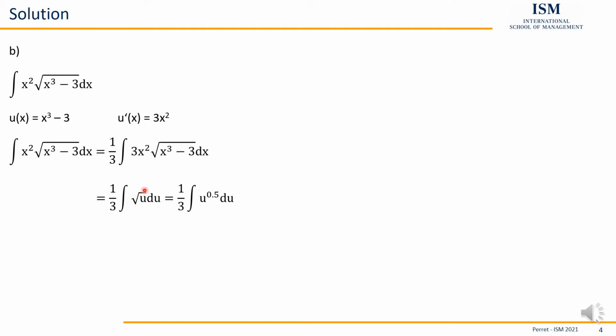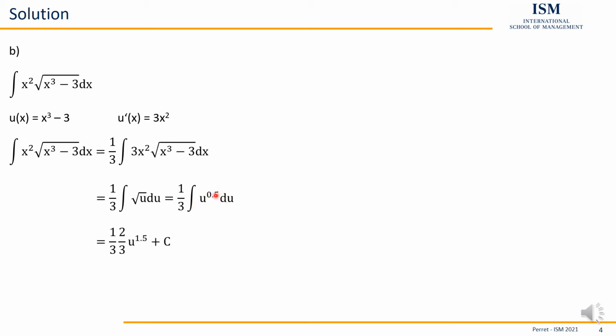So either you learned a rule for the integral of square root of u, or, well, we could write this as u to the power of 1/2. Now we can simply apply the rule we know for working with polynomial expressions. So variable to the power of n.